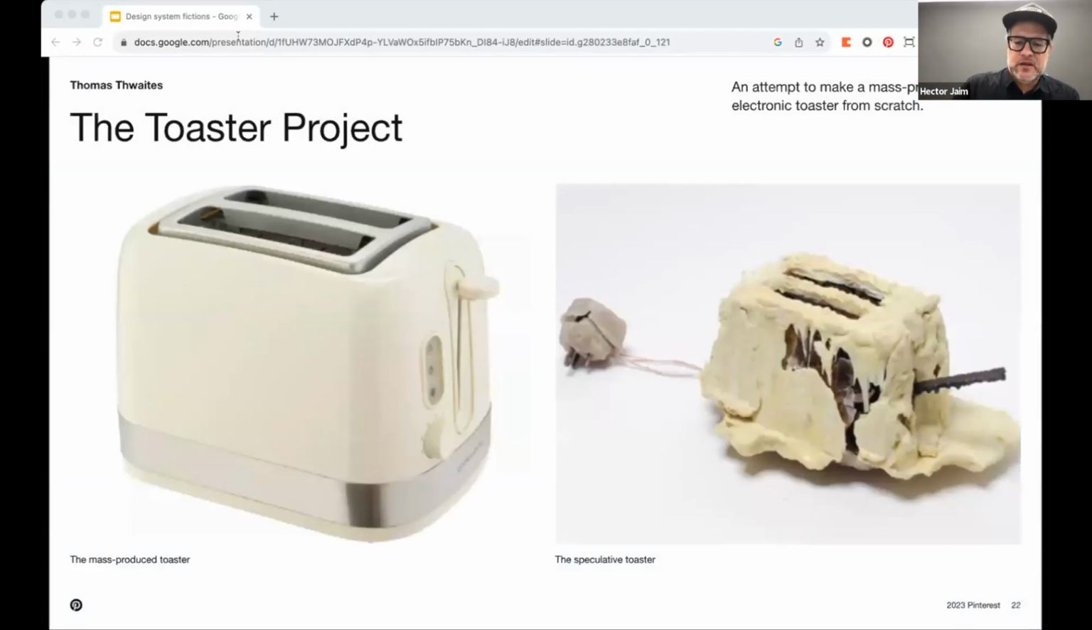I'll start with an analogy. I don't know if people are familiar with the toaster project. A designer basically decided to take an everyday toaster that he found at a mass-produced, cheap department store, and decided, I'm going to build this toaster from scratch. And you can see what happened over on the right. He built it, but it melted very easily, right?